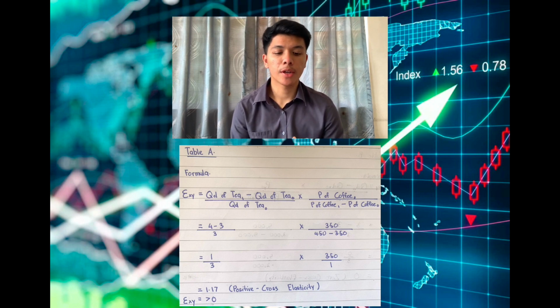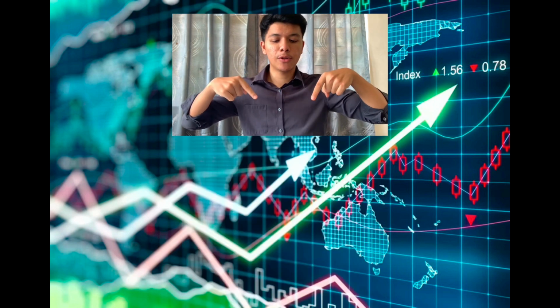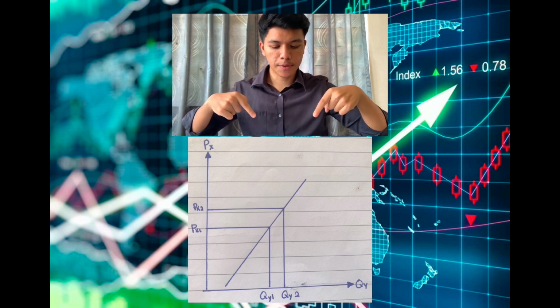So, if the coefficient is greater than 0, an increase in the price of a particular good leads to an increase in quantity demanded for another good. Below, this is the shape of the demand curves.